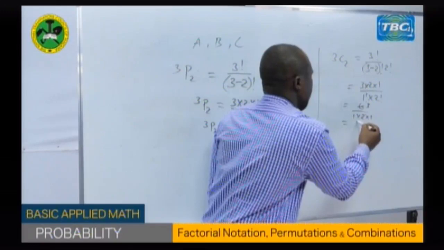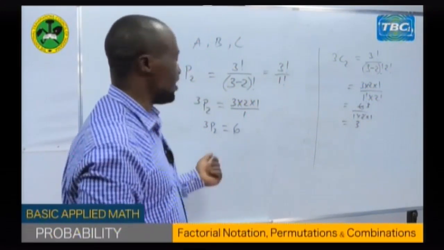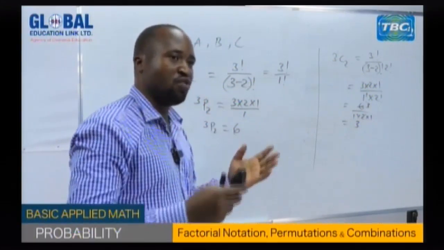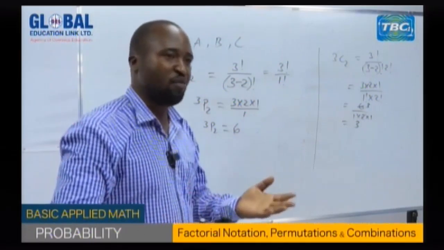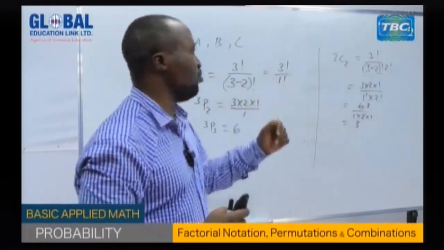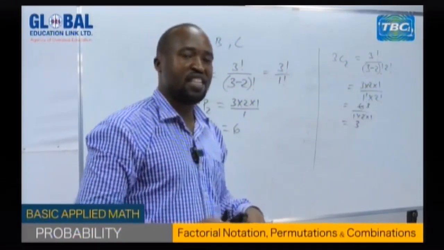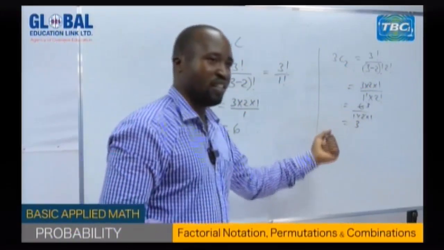We are going to end up with 3. Now, my dear student, you can see the differences between permutation, where we choose 2 items out of 3 with order important, and case 2, that is combination. We have 3 marbles, but we decided to choose only 2, but order is not important. We end up with 3.